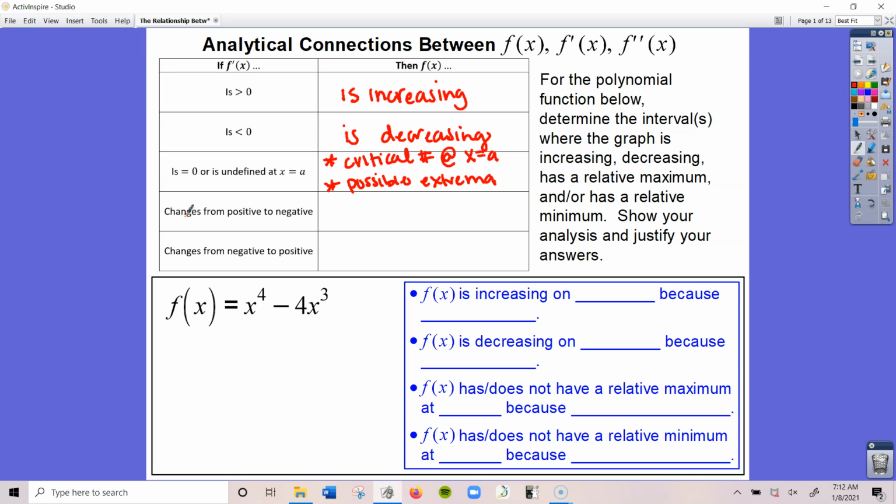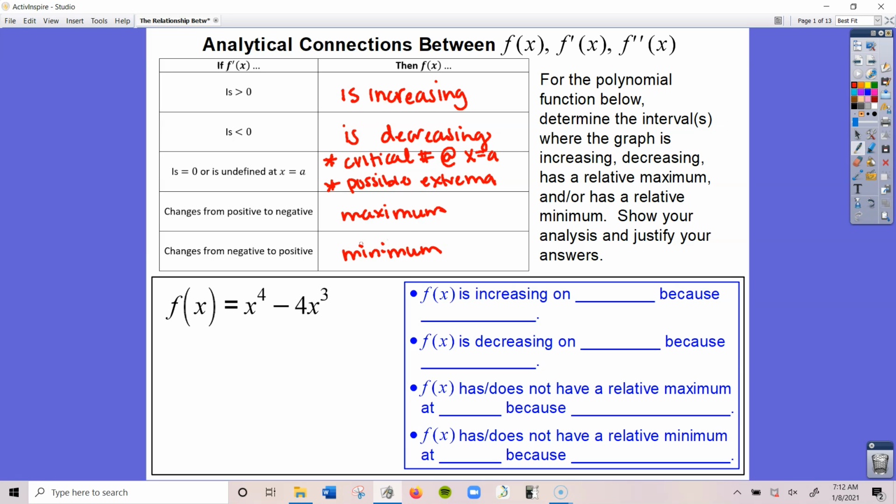If the first derivative changes from positive to negative, then that means that there is a maximum in the function. If the first derivative changes from negative to positive, then that means there is a minimum in the function.